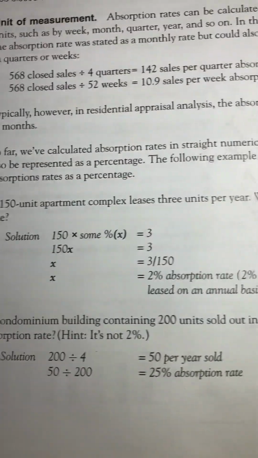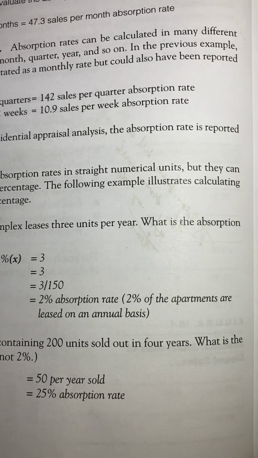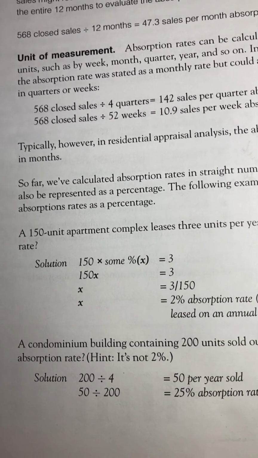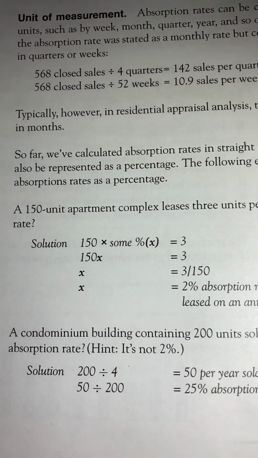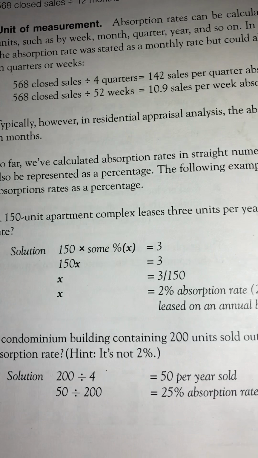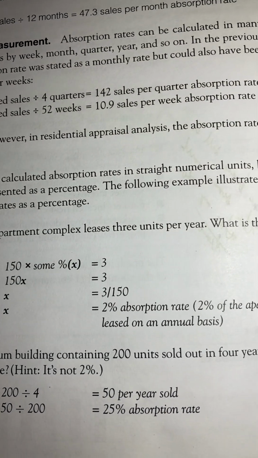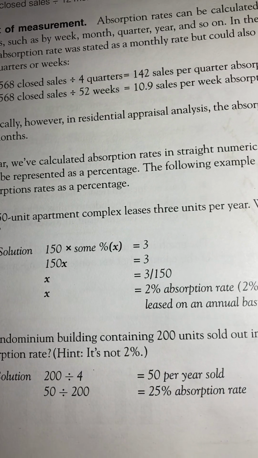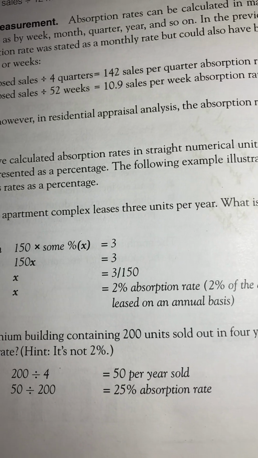A condominium building containing 200 units sold out in 4 years. What is the absorption rate? Hint, it's not 2%. Solution. 200 divided by 4 equals 50 per year sold. 50 divided by 200 equals 25% absorption rate.